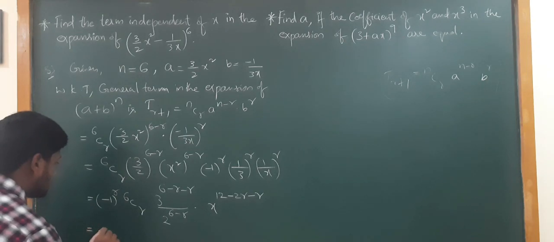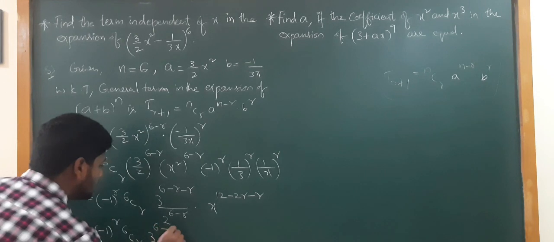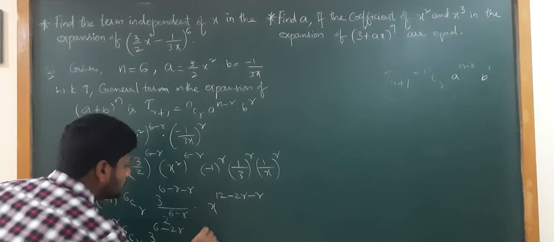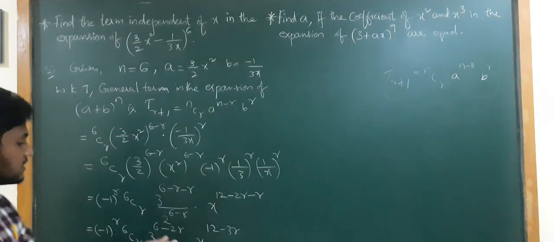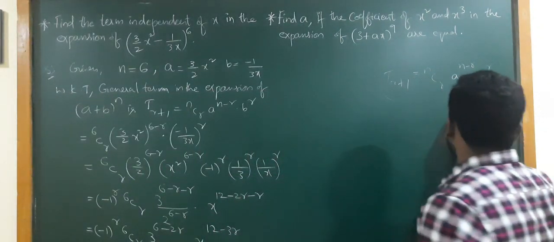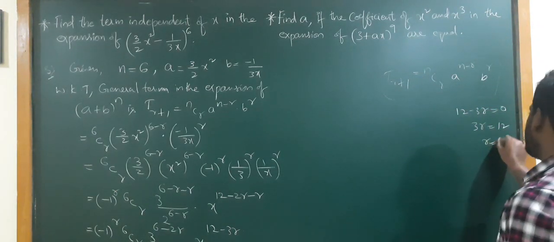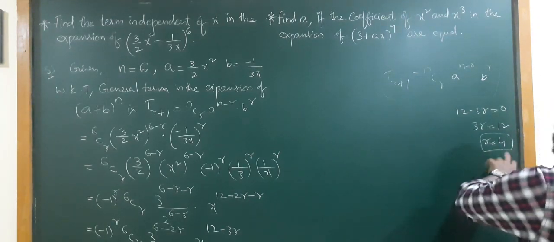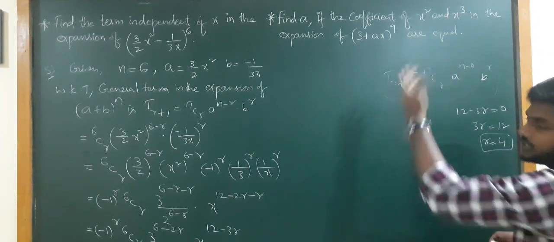So it will become (-1)^r into 6Cr, 3^(6-2r) divided by 2^(6-r), into x^(12-3r). Now to get the term independent of x, we need to equate the power of x to 0. So if we equate 12 minus 3r to 0, we get 3r equal to 12, then r value is 4. If r equals 4, which term is that? 4 plus 1, the fifth term.